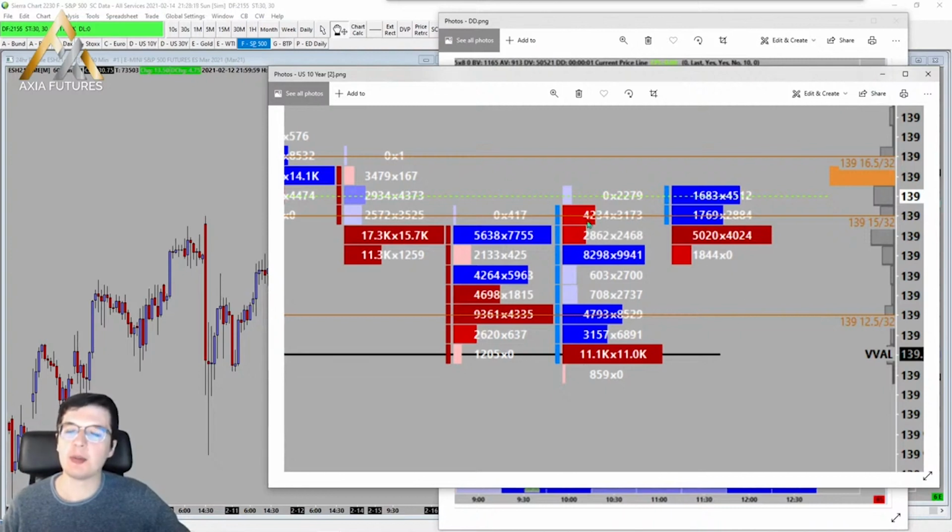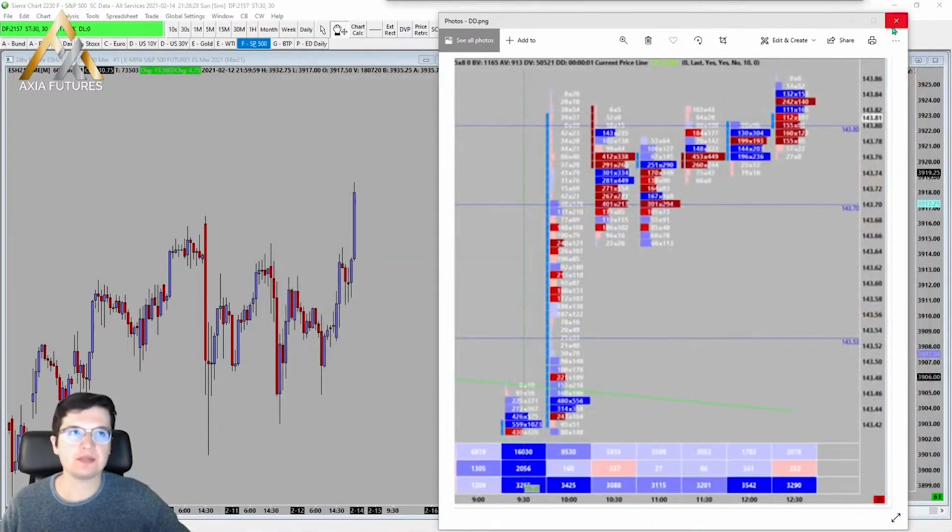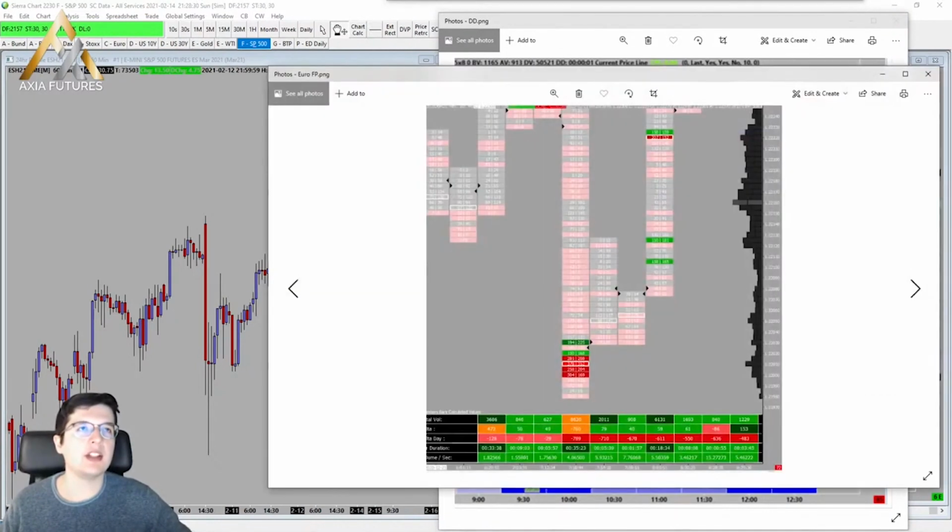So I think that's the power of the footprint when you're looking at it in terms of shape. Now, very quickly, one profile within the footprint.